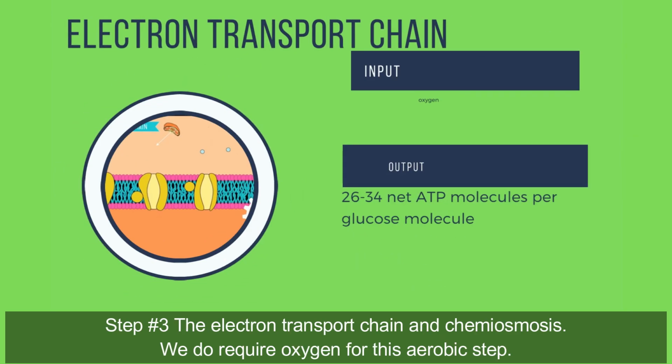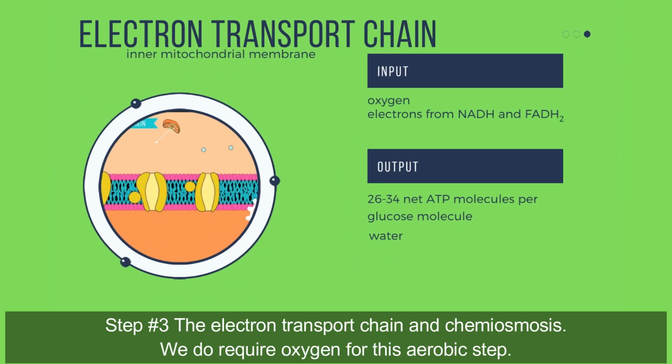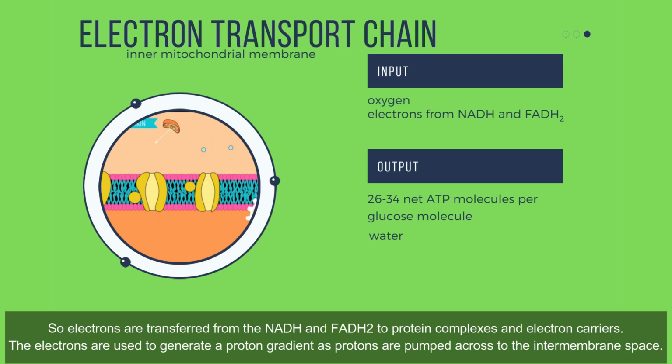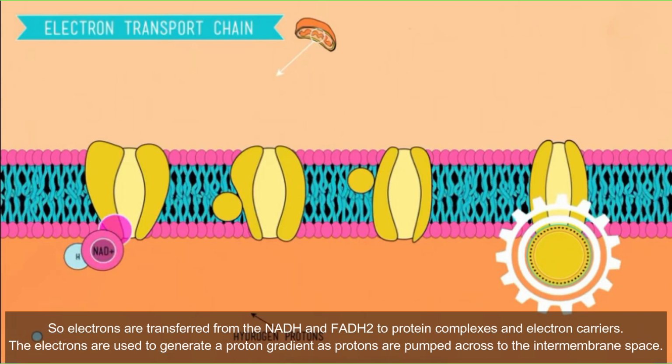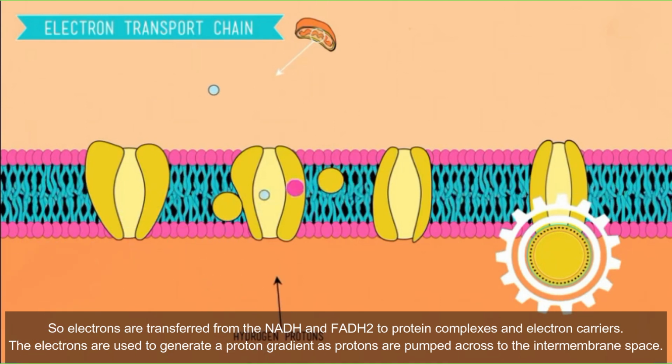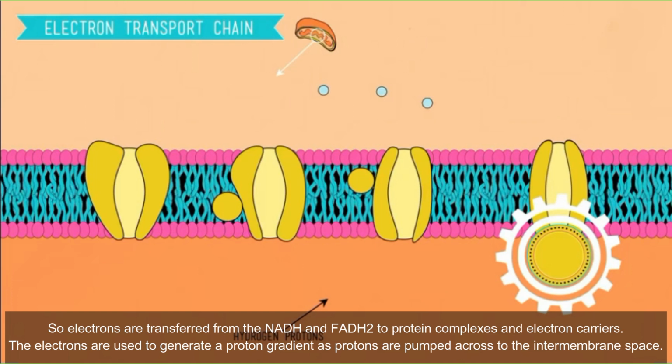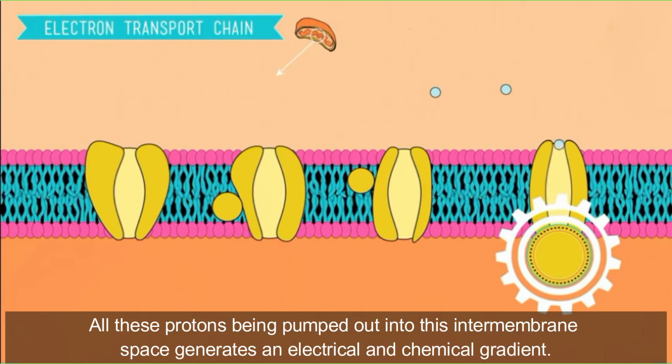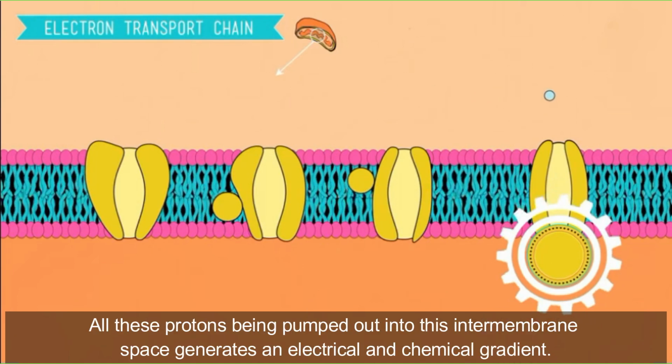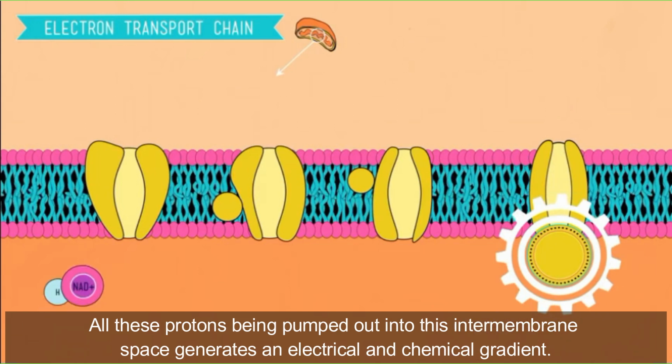In step 3, the electron transport chain and chemiosmosis. We do require oxygen for this aerobic step. This is a very complex process. So, electrons are transferred from the NADH and FADH2 to protein complexes and electron carriers. The electrons are used to generate a proton gradient as protons are pumped across to the intermembrane space. All these protons being pumped out into this intermembrane space generates an electrical and chemical gradient.